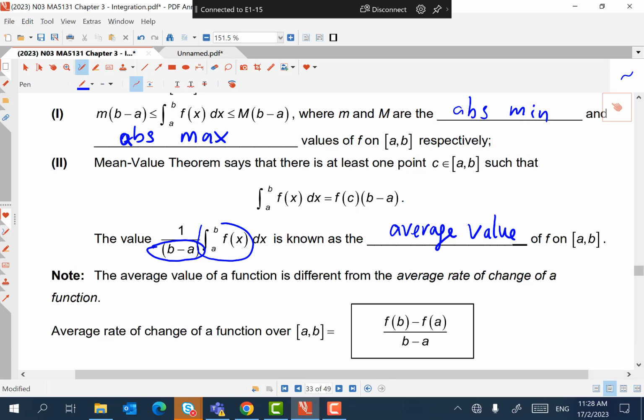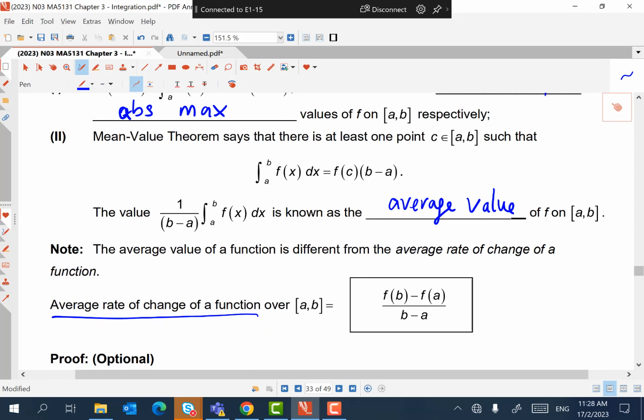Okay, you have just learned one phrase. It's called the average value of a function. You want to compare with this other term now called average rate of change. They are two different things. They look quite alike, but a different thing. To find the average rate of change, you got to find the change and divide by the interval. That's like the gradient of the sequence.